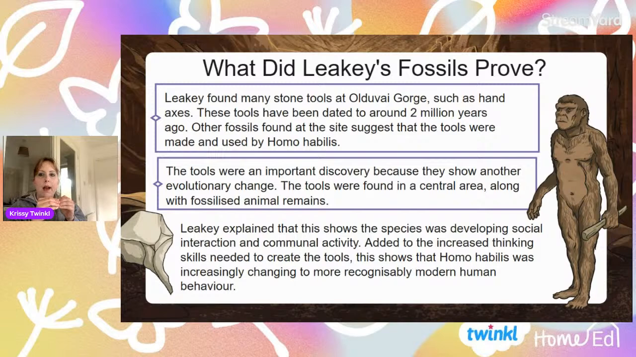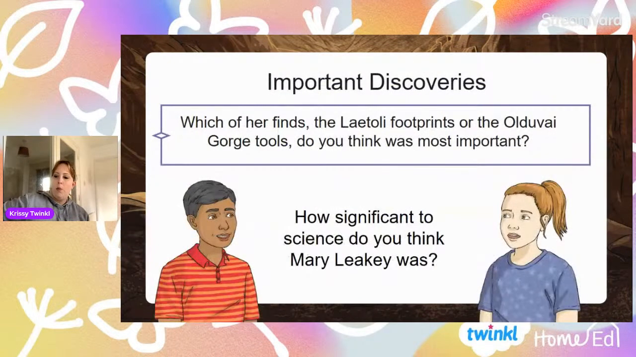They were also found in an area along with fossilised animal remains. So it shows the theory that we were using these tools to catch prey, to work communally, to interact together, which suggests that we were potentially developing some sort of language. And so the tools, again, are really important proof that we were evolving.